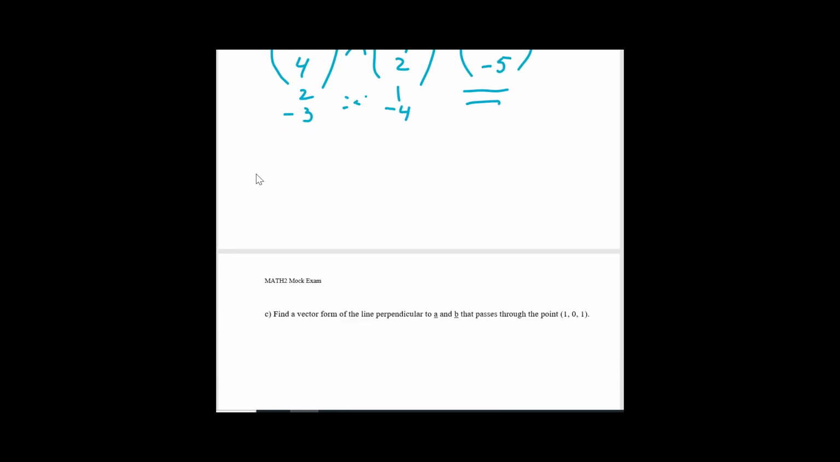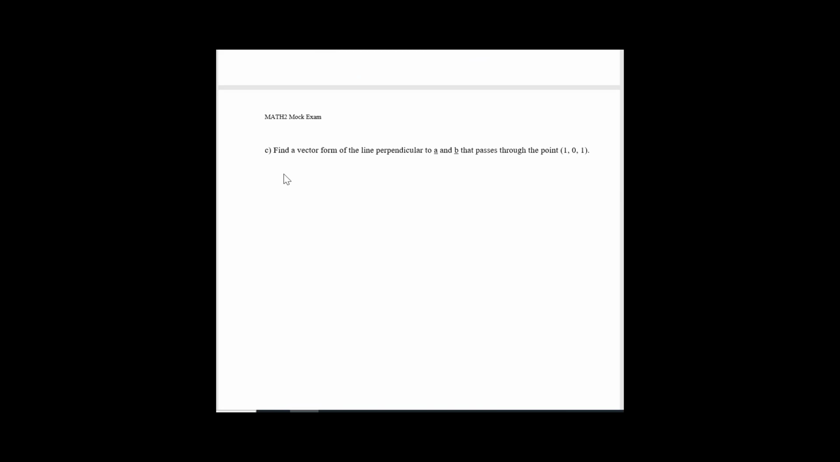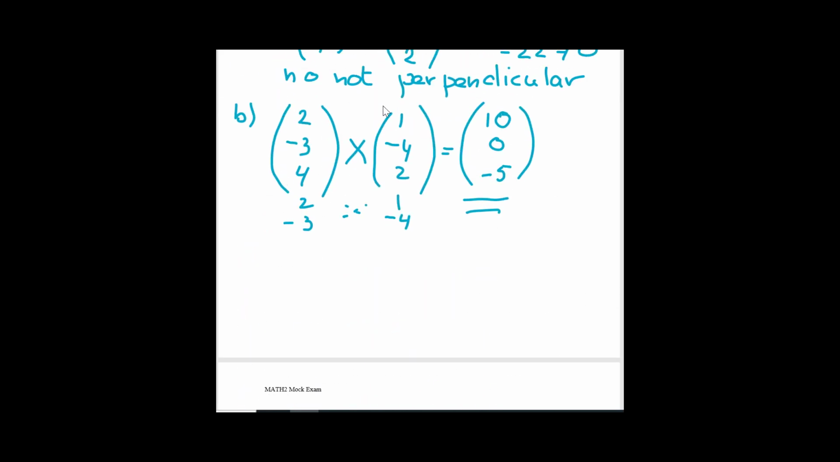If we have this vector, then the answer to C is very simple. We have to find a vector form of a line perpendicular to A and B that passes through a specific point. So we need to find a vector form, x, y, z, perpendicular to A and B. We just found one, going to a specific point. So a specific point plus lambda times the vector we just found, (10, 0, -5).